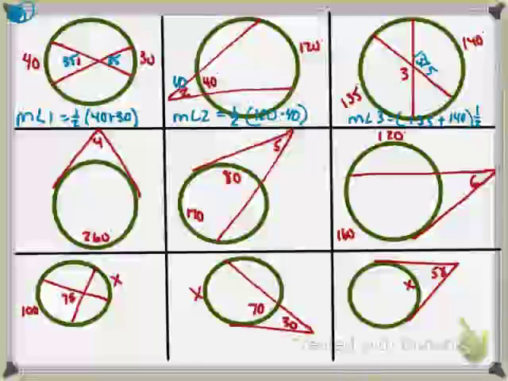Number 4, half the sum or half the difference? Difference, since it's outside. Now this is kind of a problem because we're only given 1 arc and we need 2 arcs if we're going to do a difference. So what is the other arc, or how do we find it? It's 100. How do we find it? The full circle should be 360, so 360 minus the 260 gives us 100 for that inside arc. And then since it's an outside angle, our rule is 1/2 the difference of those 2 arcs. So half of 160 means that that angle is 80.